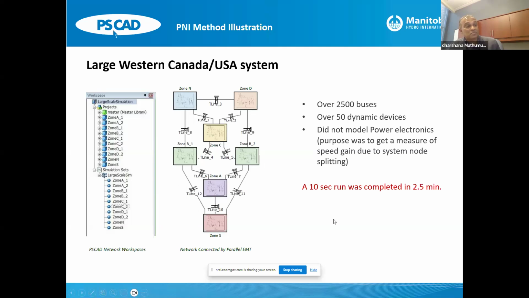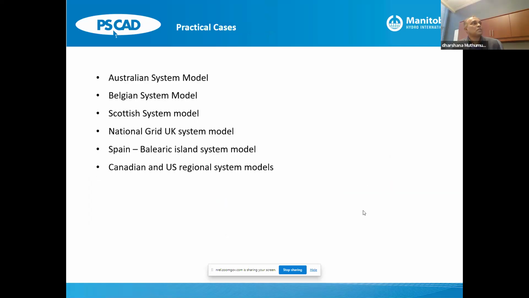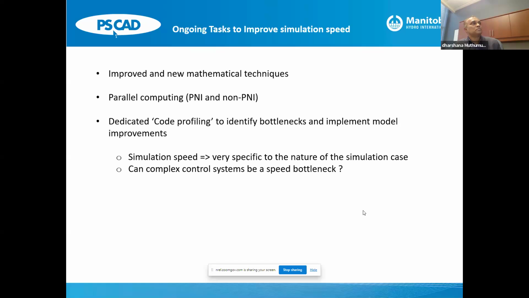Of course, RMS is much faster. A comparable RMS simulation would run in less than a minute, I would think. So EMT is still slow, but it's not prohibitive. There are a lot of ongoing tasks to improve the simulation speed, accuracy, and so on, like I just explained.